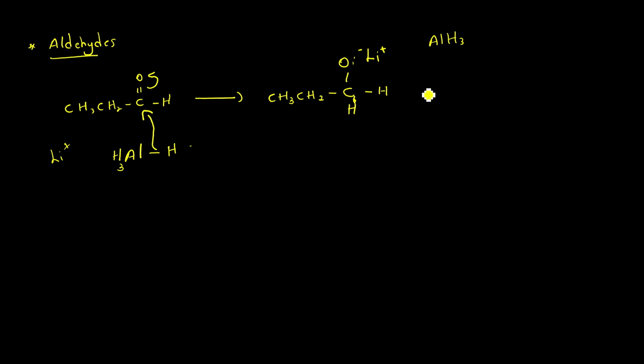So here we have the product, and now when you add water or H plus, you can add a proton to this particular position. So you will obtain CH3CH2CH2OH. In the case of the aldehyde, this is the only hydrogen which has come from the aluminum hydride. This hydrogen was there initially, you can see. When we are talking about ketones, the same mechanism happens, nothing different. But there's a little bit of difference with the carboxylic acids.